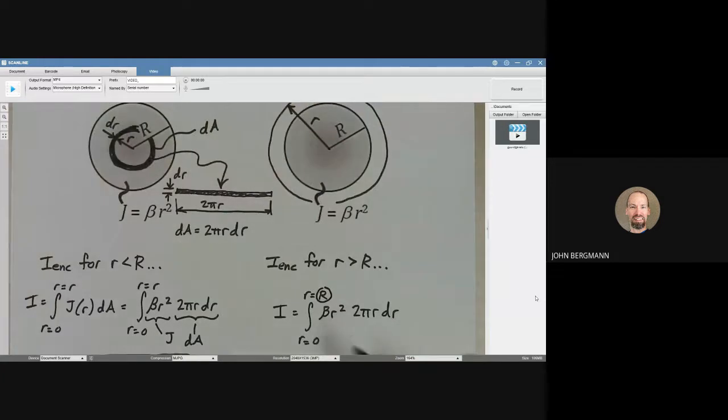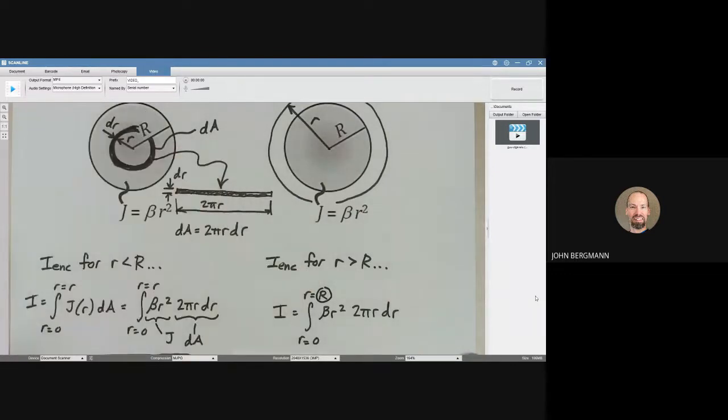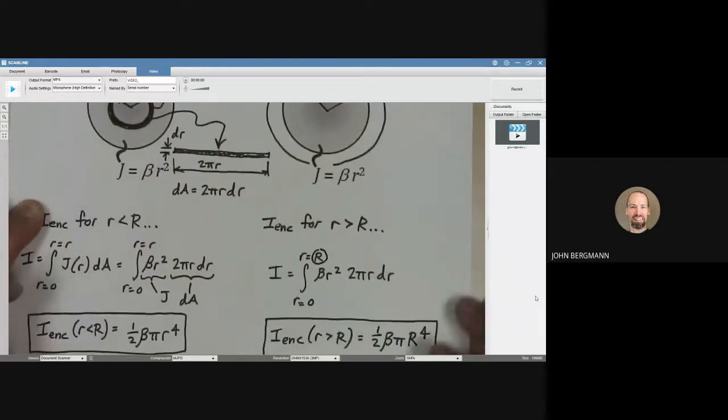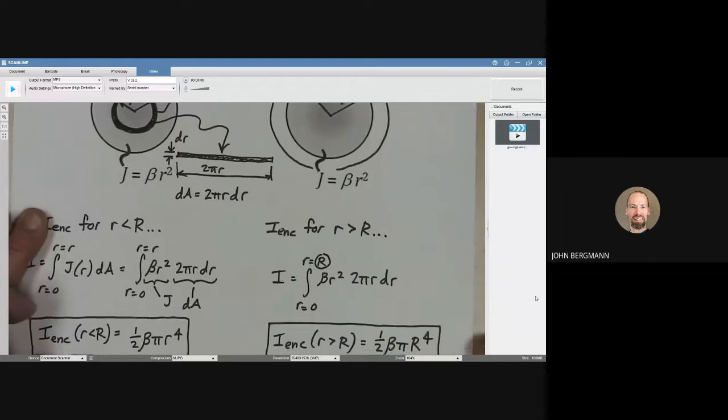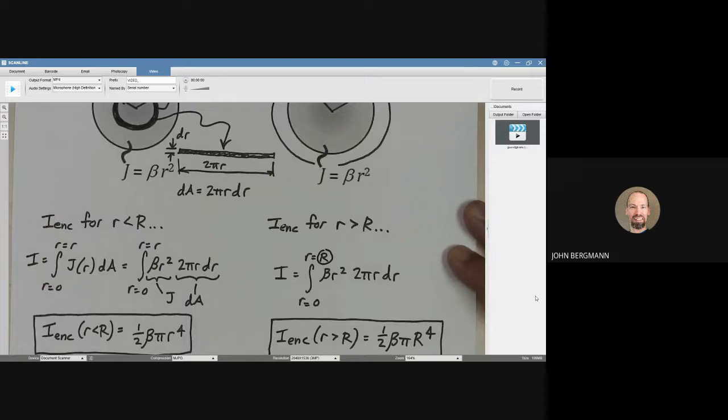It doesn't go all the way out to little r. Little r goes past the actual radius of the wire. So we need to stop integrating right there when we hit the edge of the wire. Other than that, the formulation is the same here. Whenever little r is greater than big R, we're going to end up with this expression here at the bottom.